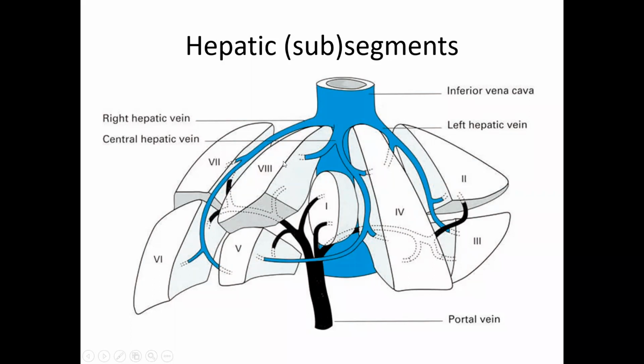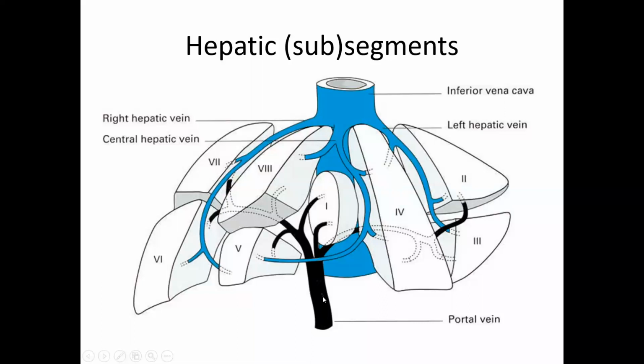Notice that there are 3 major hepatic veins. One draining from the left lobe, one draining from the right lobe, and one in between draining from the medial aspects of the right and left lobes both. So basically, right hepatic vein, left hepatic vein, and the middle hepatic vein or the central hepatic vein drains from both the lobes.